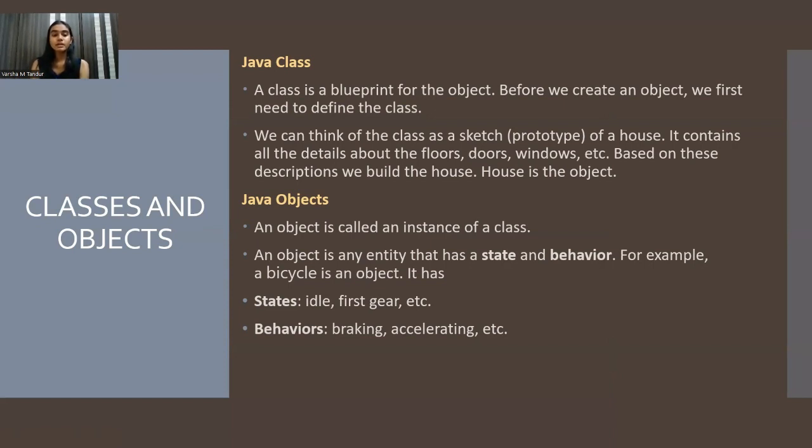Java objects. An object is called an instance of a class. An object is an entity that has both state and behavior. For example, if we consider bicycle as an object, then its states would be idle, first gear, etc. And behaviors will be braking and accelerating.